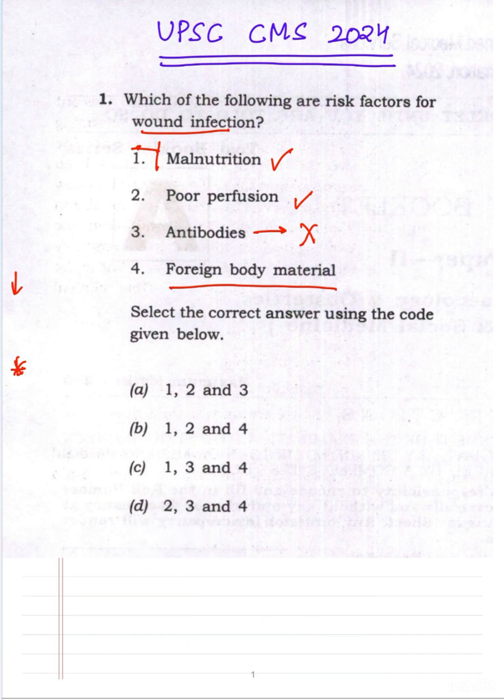So the fourth option is also correct. So the correct option will be 1, 2 and 4. So B is correct.